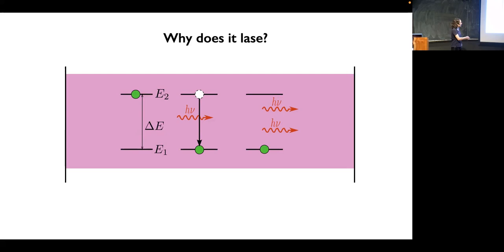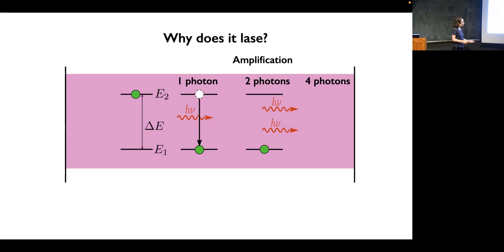These atoms will decay, emitting a photon. As the name suggests, the reason that the system is able to lase is something called stimulated emission. What happens here is that one of these photons can go and knock another atom out of its excited state into its ground state, emitting two photons, two identical photons. And these two photons can go on and make four photons, and so on and so forth, leading to exponential amplification. So that's why we get this kind of gain or amplification.